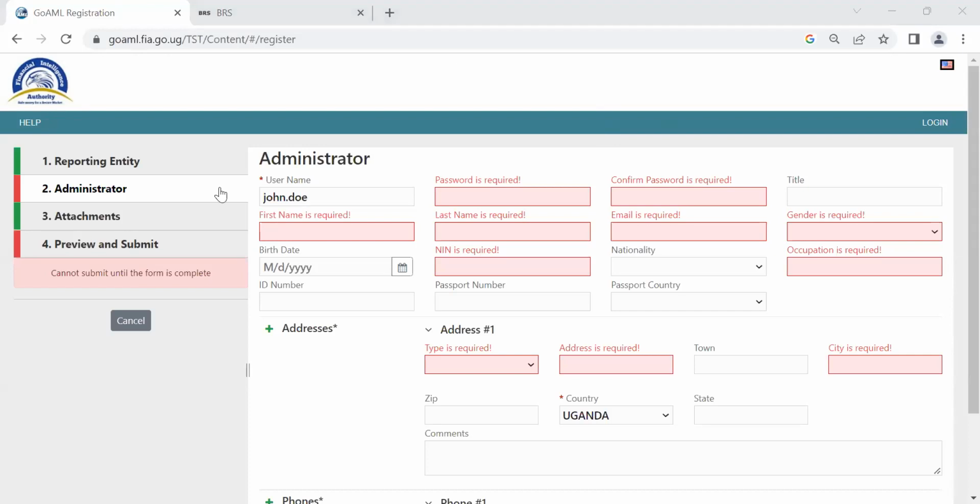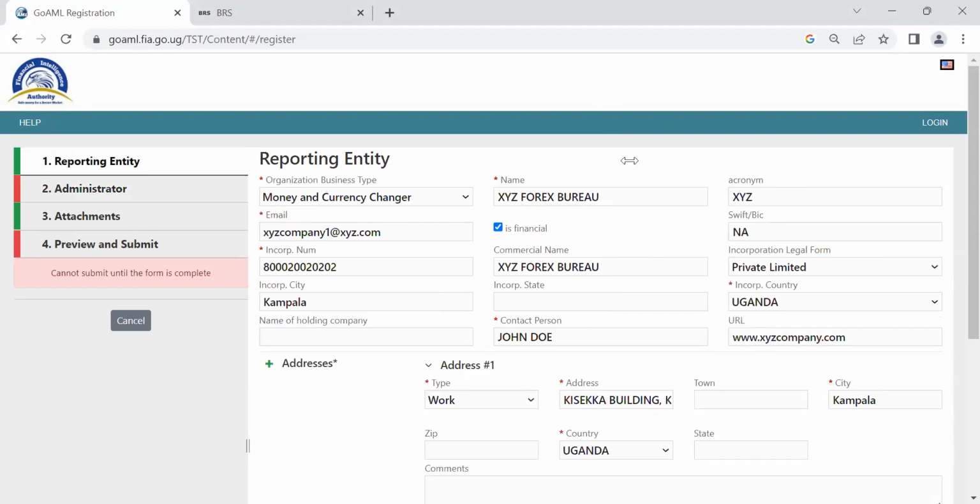Someone is asking about the contact person. That's the MLCO here. Don't copy mine, but that is the MLCO. If you don't know the MLCO, please find out, or you can put yourself for now. But the contact person is the MLCO or the MD, someone FIA will contact.